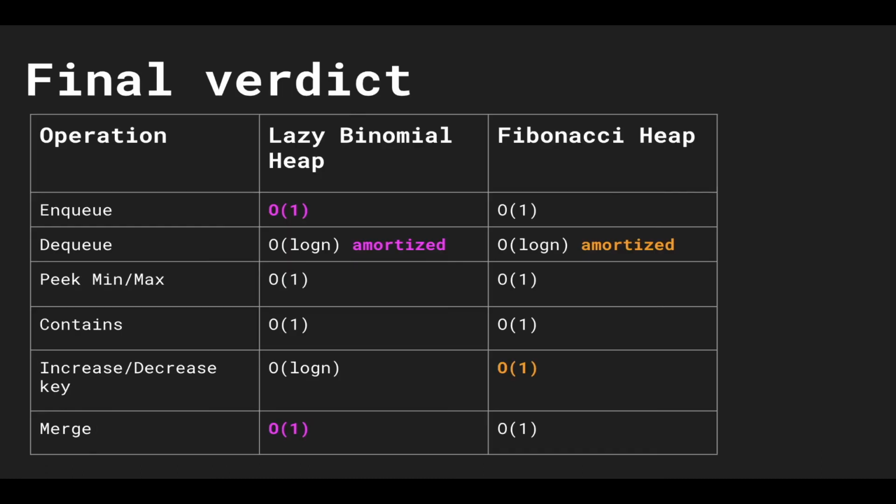So that was the Fibonacci heap. This is the final verdict. We now have constant time decrease key while still maintaining the logarithmic extract min.